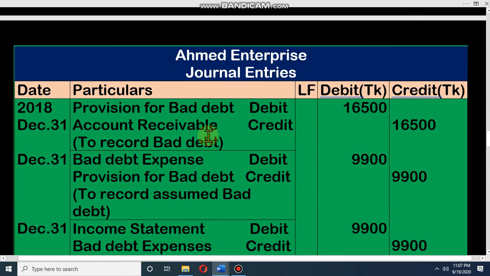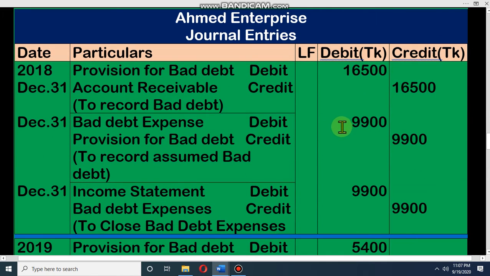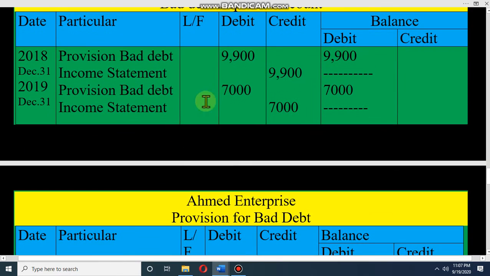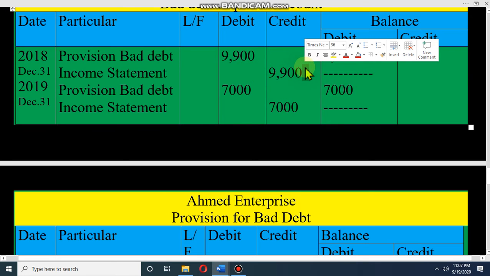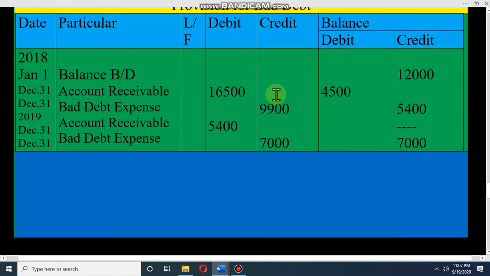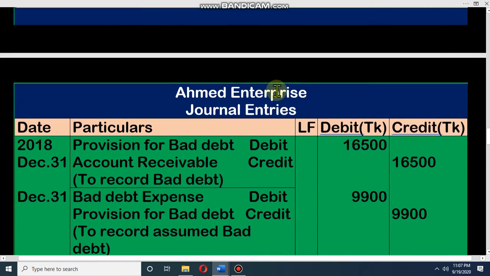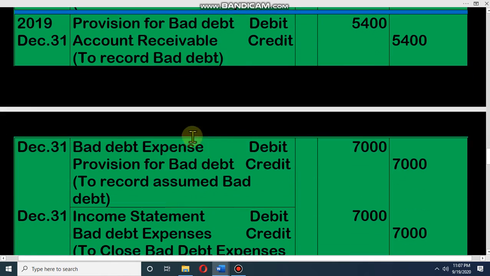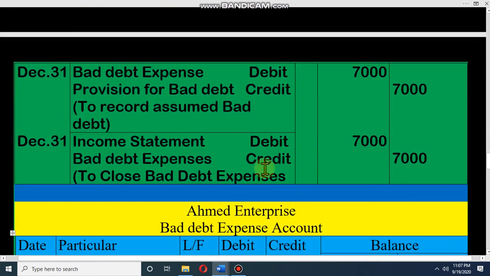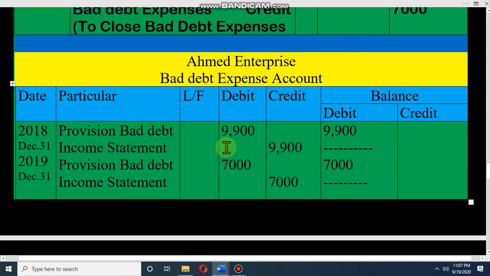Then the next formula: if bad debt expense is debit, we write it on the debit side; here the debit side, and here bad debt expense on the credit side. Look at the math: 9,900 on the debit side and on the credit side, and the balance is 0, because debit balance 9,900, credit balance 9,900, so 0. Next year also the same way: bad debt expenses debit 7,000, bad debt expenses credit 7,000, balance is 0. So bad debt expenses will always show a 0 balance.